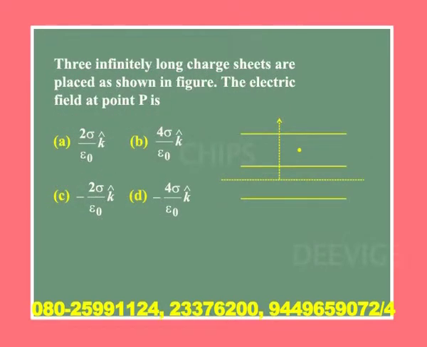Let me take up the next question. Three infinitely long charge sheets are placed as shown in the figure. The electric field at point P is: option A, 2 sigma by epsilon naught into k cap; option B, 4 sigma by epsilon naught into k cap; option C, minus 2 sigma by epsilon naught into k cap; option D, minus 4 sigma by epsilon naught into k cap.